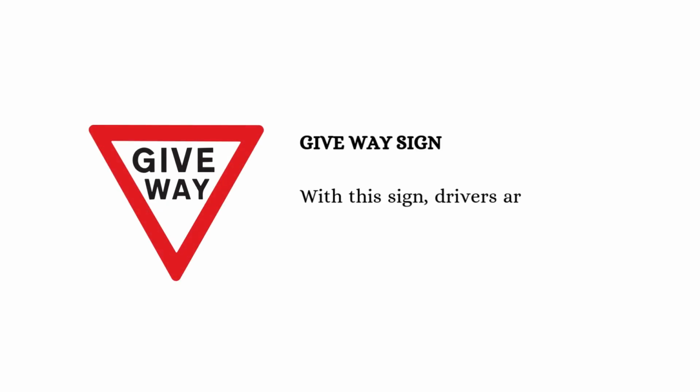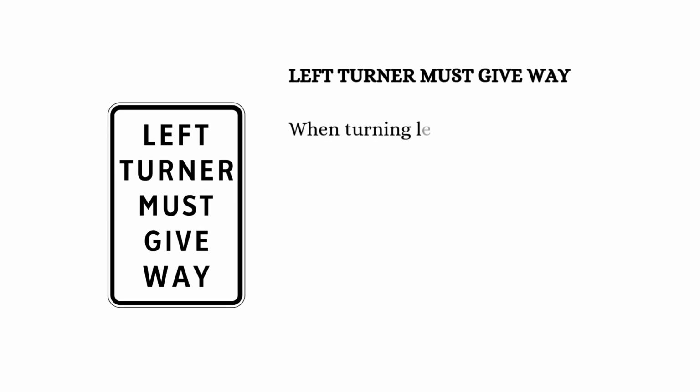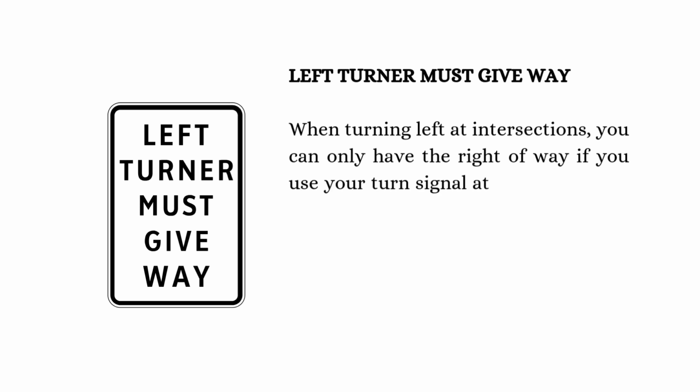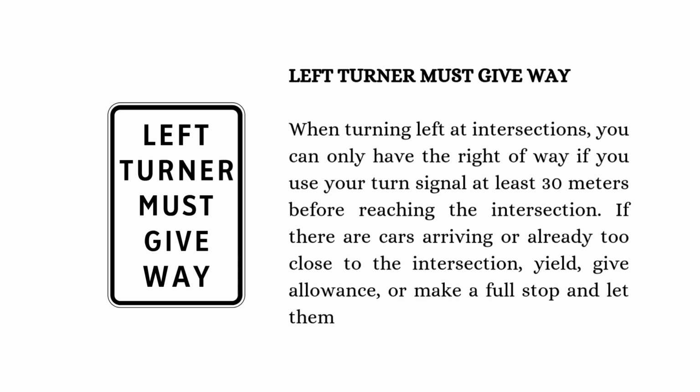Give way sign. With this sign, drivers are expected to yield to the vehicles on the right side of the intersection. Left turner must give way. When turning left at intersections, you can only have the right-of-way if you use your turn signal at least 30 meters before reaching the intersection. If there are cars arriving or already too close to the intersection, yield, give allowance, or make a full stop and let them pass.